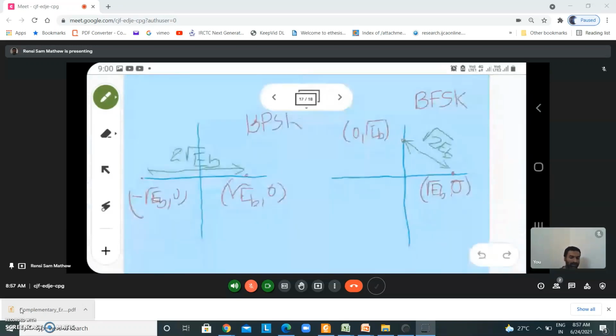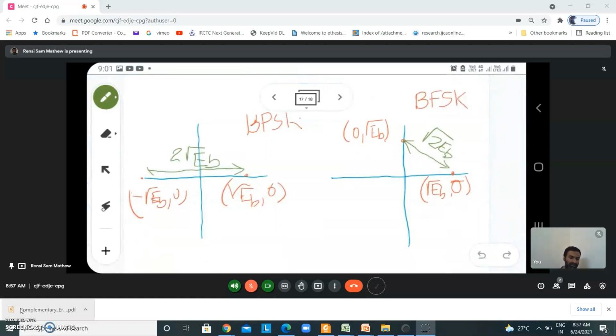And here, the distance between them in one case is square root of 2 Eb, and in the other it is 2 into square root of Eb. So definitely this is more far apart. So the points are more far apart in case of BPSK. So which has more effect of noise? The same noise affects both BPSK and BFSK.